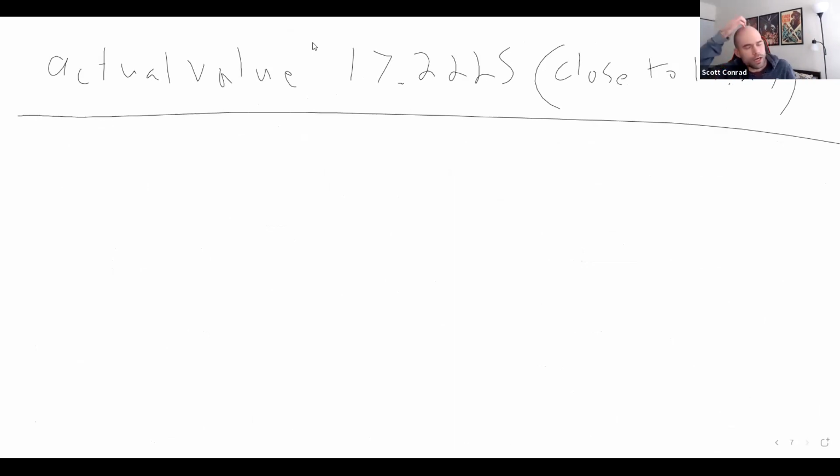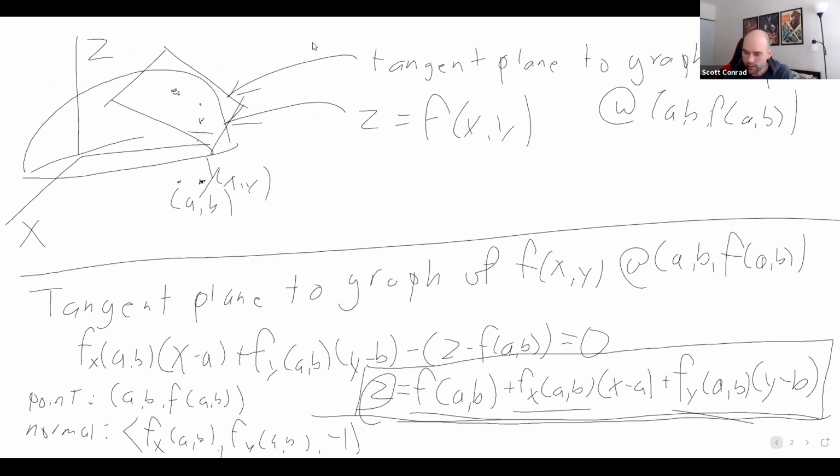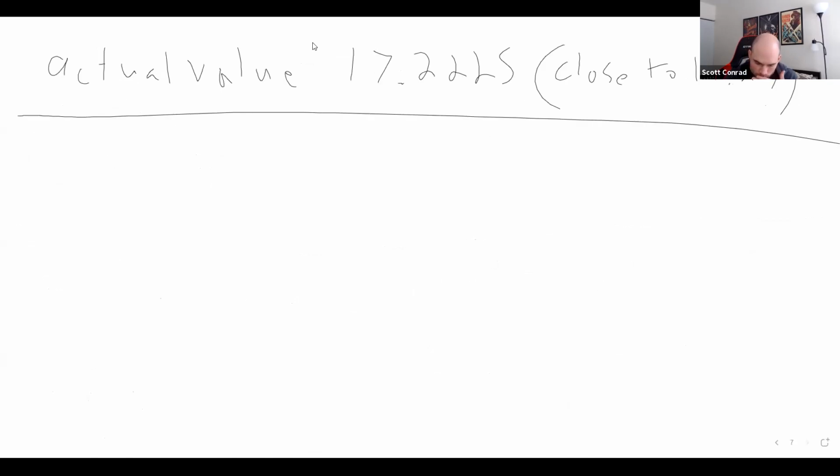Okay, so the last thing I want to look at is another use of the tangent plane. We're going to rearrange our original formula slightly to get another use out of this. So suppose we don't want to approximate the value of the function. Let's suppose we're here.